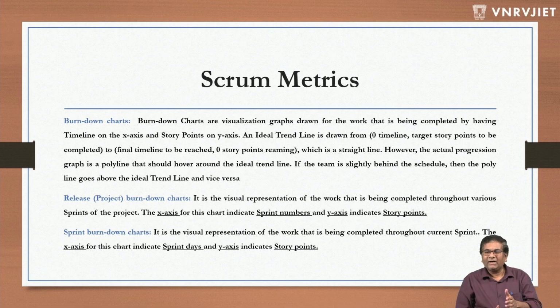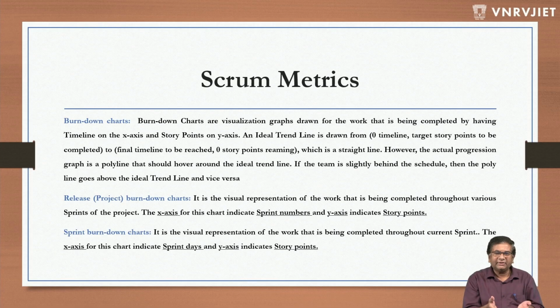However, if the team wants to understand how they are working, then they need sprint burn down charts. This is for the team. What is a release burn down chart? It is the visual representation of work that is being completed throughout various sprints of the project. The x-axis contains the sprint numbers, and the y-axis contains the story points.